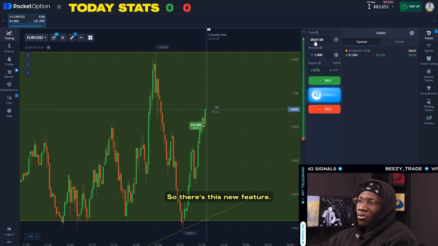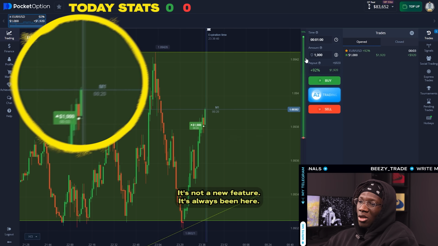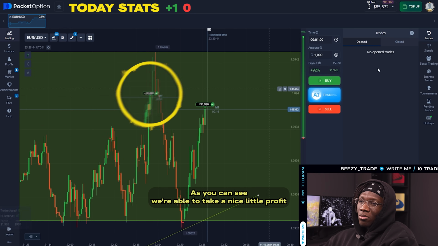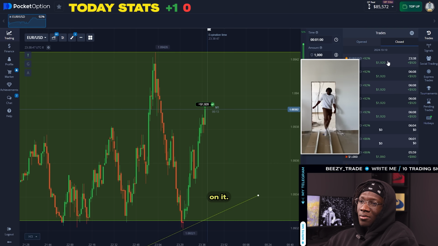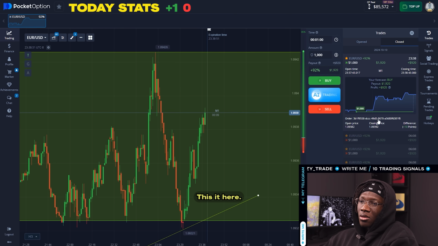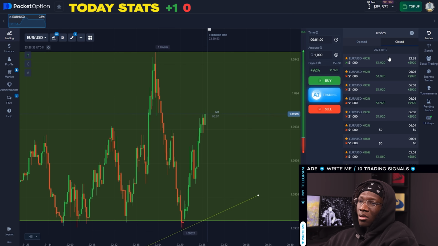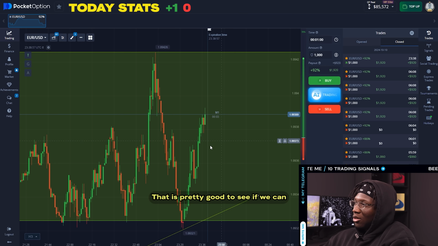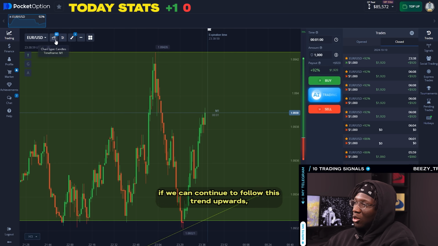So there's this new feature. It's not a new feature, it's always been here, but I don't really like the new market watch. As you can see, we're able to take a nice little profit on that. That's it right here. So that's pretty good. That is pretty good. Let's see if we can continue to follow this trend upwards.